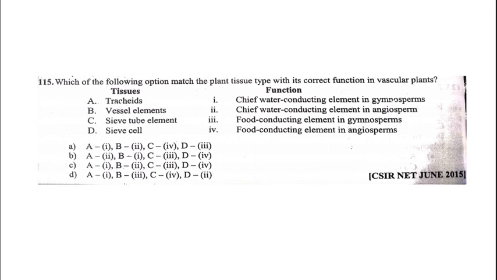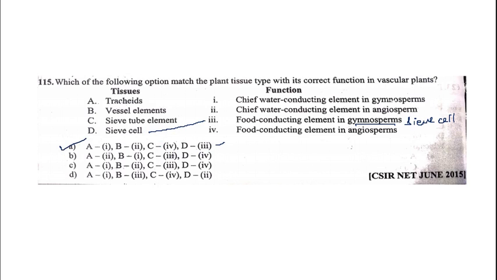Now let's solve one question. Which of the following options matches the plant tissue with its correct function in vascular plants? In the last slide we studied that in gymnosperms the food conducting vascular element is the sieve cell. So 3 will be matched with D. Find out where 3 is matched with D. This one. So in one go you have found the correct answer.